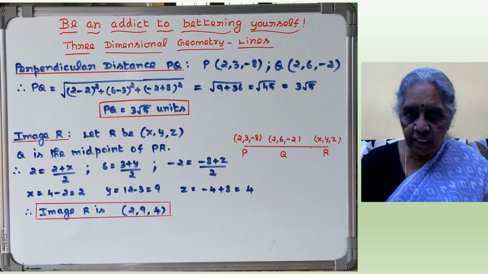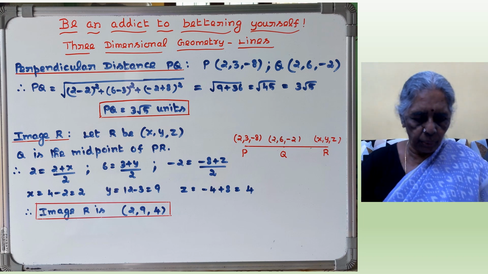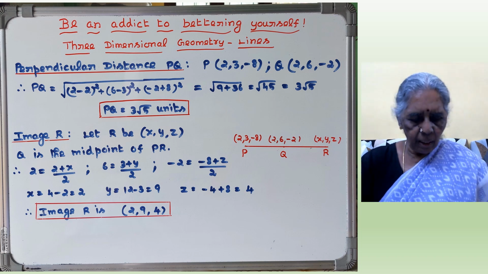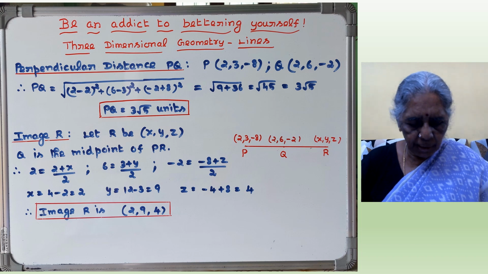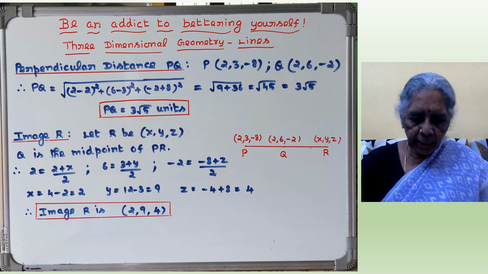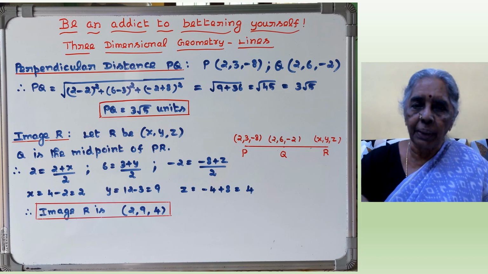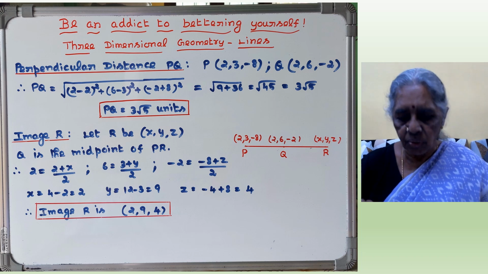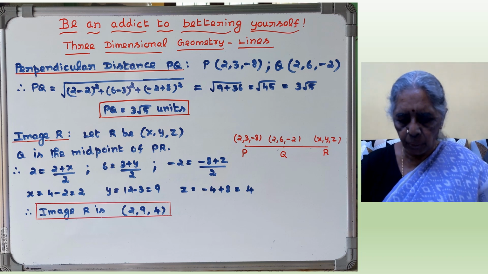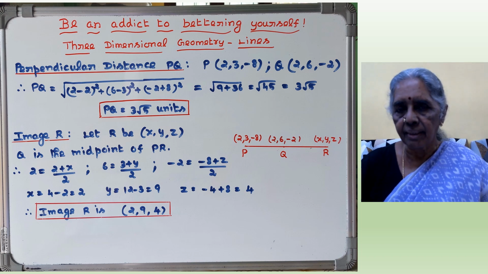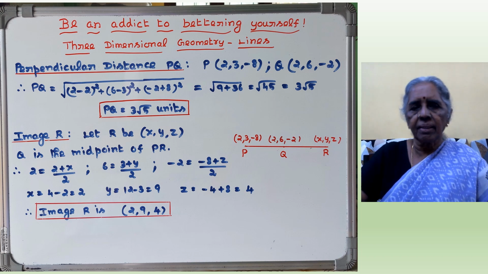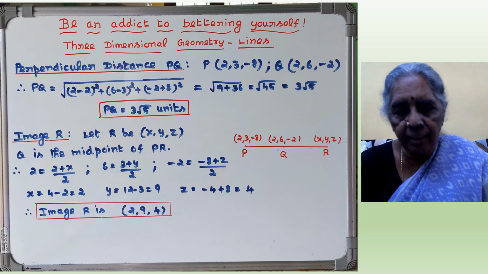So take the coordinates of Q, that is 2 will be equal to 2 plus x by 2. So you can calculate x is equal to 2, right? Similarly, 6 will be equal to 3 plus y by 2. So y will be equal to 9. And minus 2 is equal to minus 8 plus z by 2. So z will be equal to 4. So the image R is 2, comma 9, comma 4. So you have found all the three answers. It's better you highlight the answers. You can put a box around the answers, right?